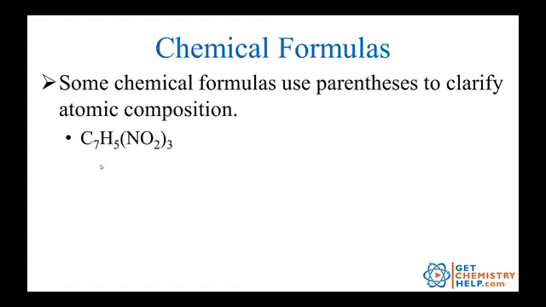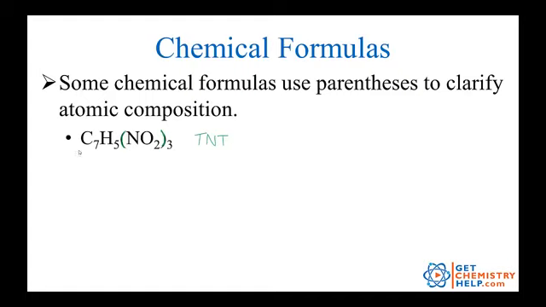Now, sometimes in a chemical formula, it's useful to use parentheses so we can clarify what's going on with the actual structure or the composition. So, for example, this molecule here is TNT, which is a very famous explosive I'm sure you've heard of. TNT is C7H5(NO2)3. So these parentheses are trying to set off this NO2 group as being separate. And the subscript outside tells me there are 3 of the NO2 groups. So the subscript basically multiplies whatever is inside the parentheses.